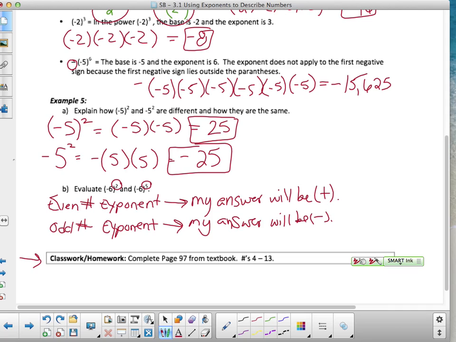So now what I would like you to do, attached in your packet, you need to complete on page 97, numbers 4 through 13. It might seem like a lot, but a lot of this is very basic. A lot of this is review from last year. So this is what you need to complete for homework tonight. You started in class now, and make sure that you come and get extra help if you need it. You can see Mr. Wall if you need any extra math help, okay? Thanks, guys.